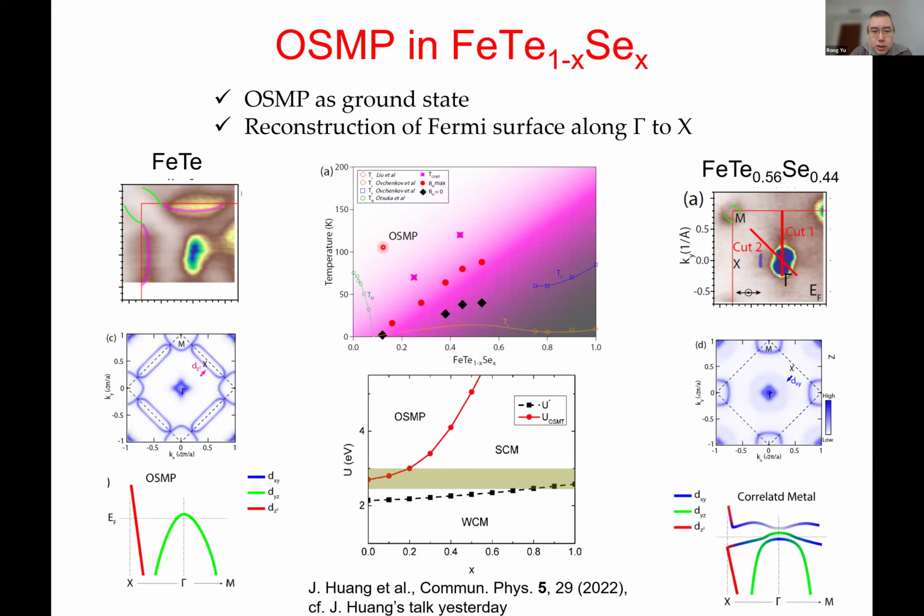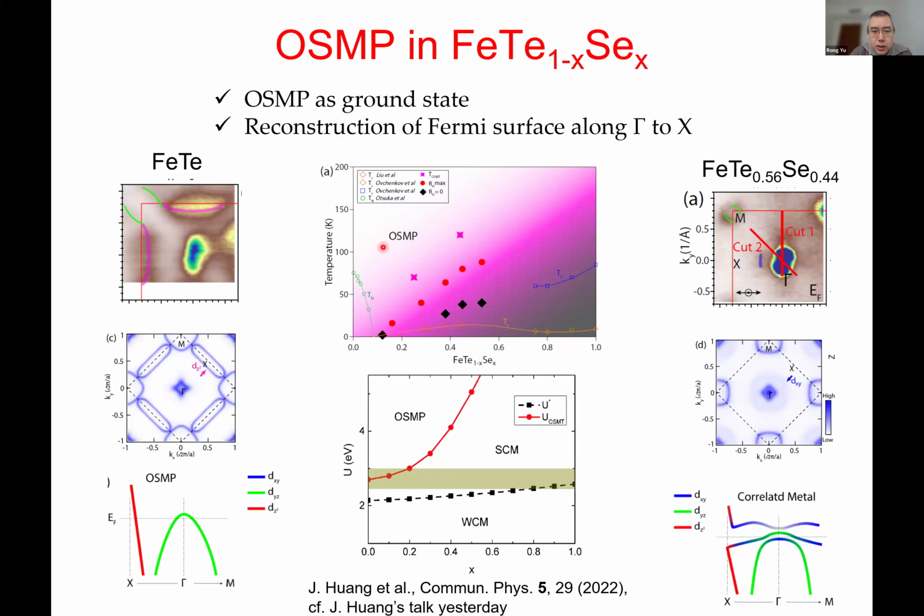By solving these two coupled saddle point equations self-consistently, we obtain three possible solutions. One solution is just a normal metal, where the quasi-particle spectral weight Z is non-zero for each orbital.